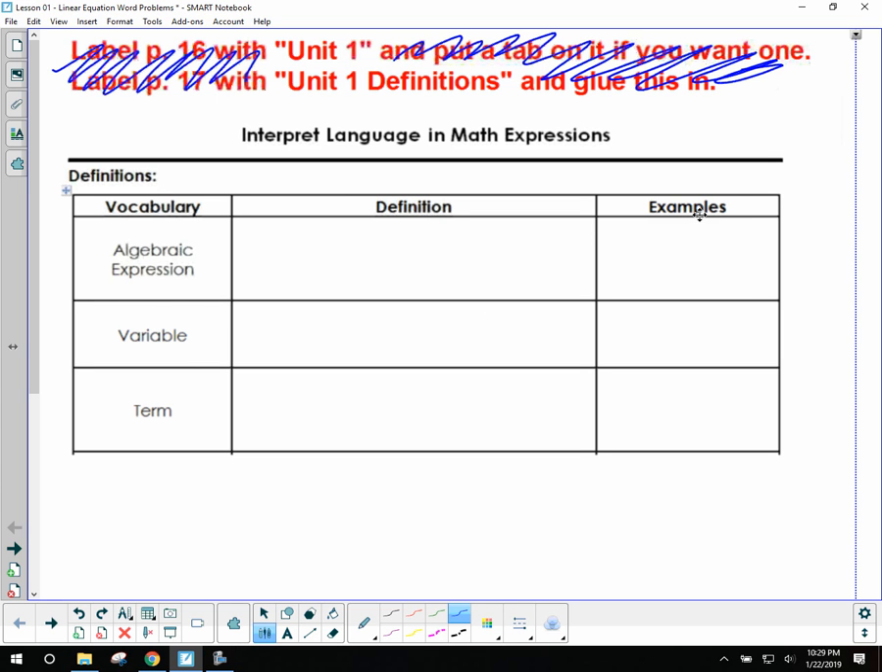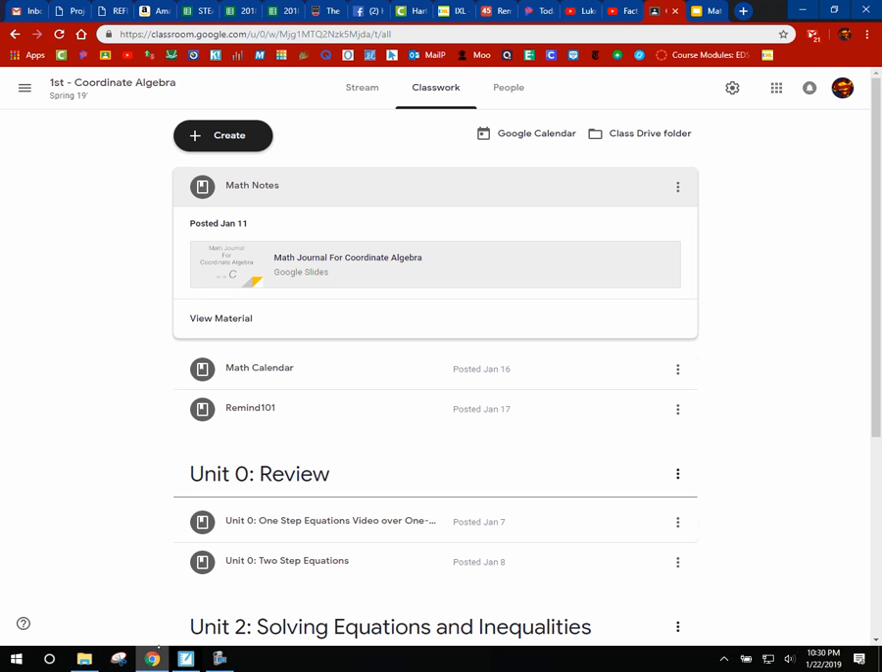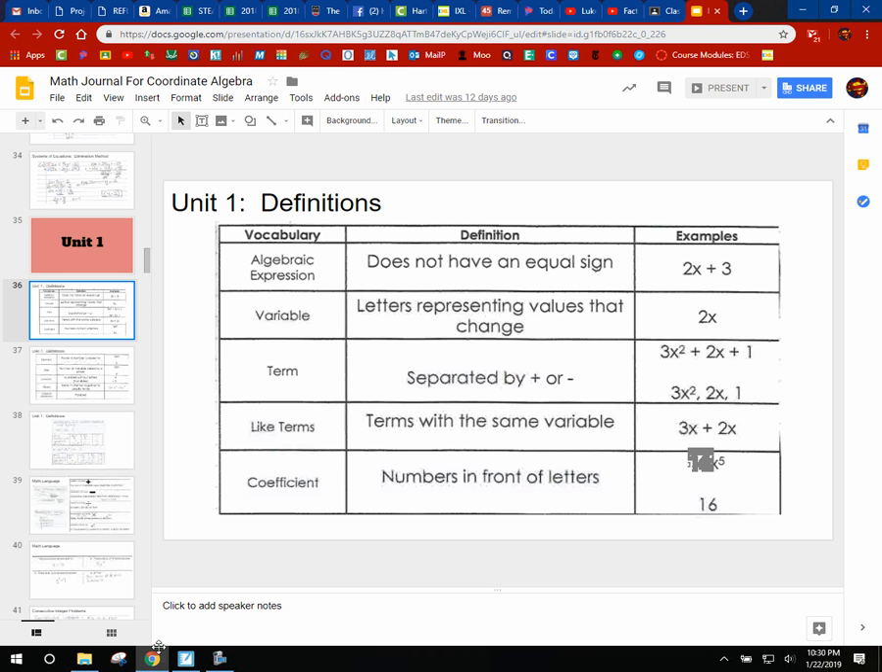Alright guys, we're going to get into Unit 1, but first of all we need to go over some definitions. But just like a lot of your notes, you can find it in Google Classroom. Remember, under the classwork, math notes, click on the slides. I've already taken the liberty to scroll down to Unit 1 definitions. Boom. I think it'd be a good idea for you to just go ahead and pause the video and/or open your own notes and start copying these two charts. You're going to need them.